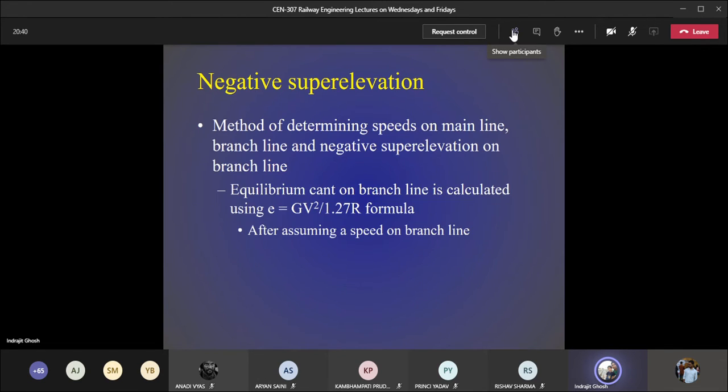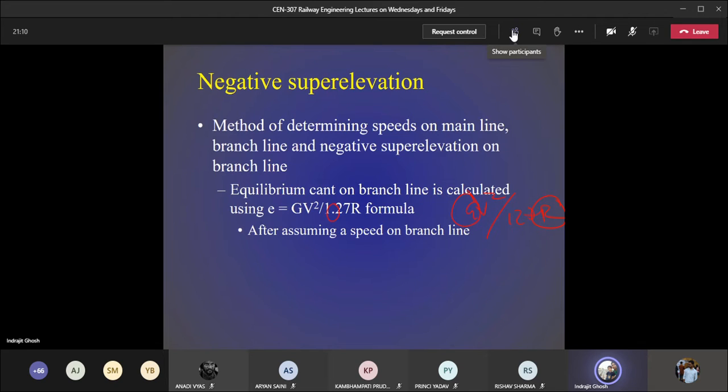So there is a method to come up with the speed on the main track or the branch track. Like if the value is given for a particular track and you are asked what is the maximum permissible speed for the other track, there is such a method. Okay. So here you can see I have used a decimal point here. So I can also write it as GV square over 127 R.